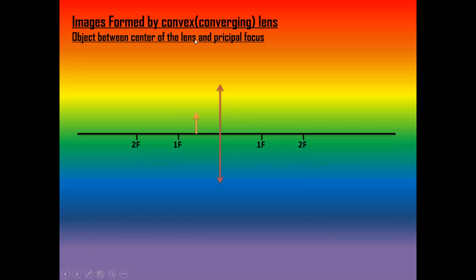Then when the object is between the focus and the lens, first the parallel light ray will pass through the focus, and one through the center will pass straight. These two light rays will never meet, they will never intersect, because the distance between them continues to increase.